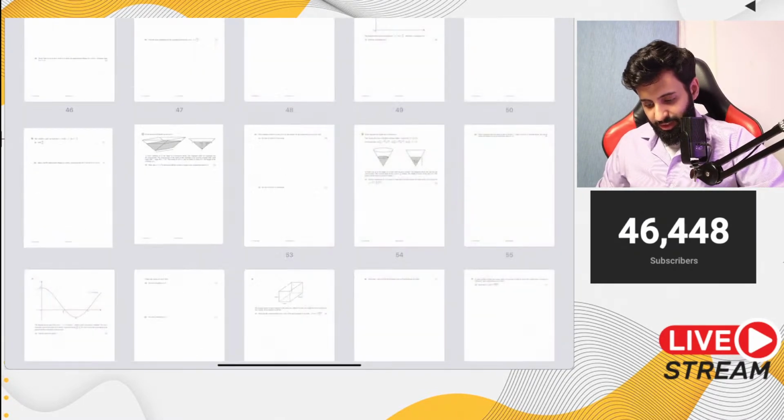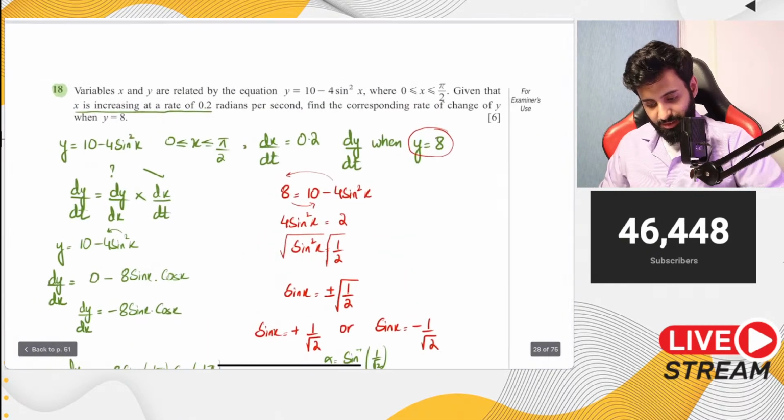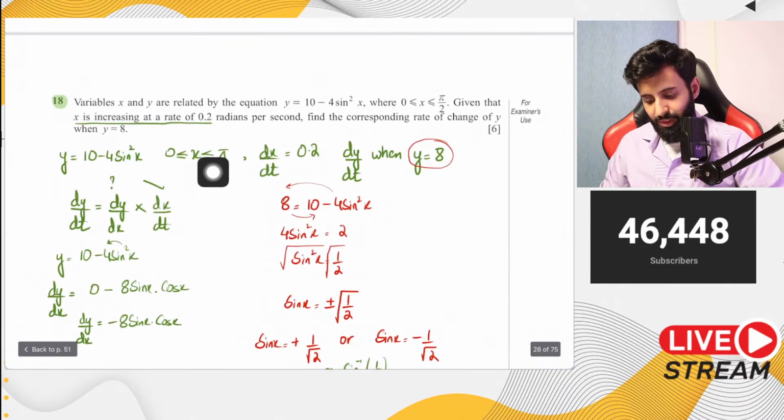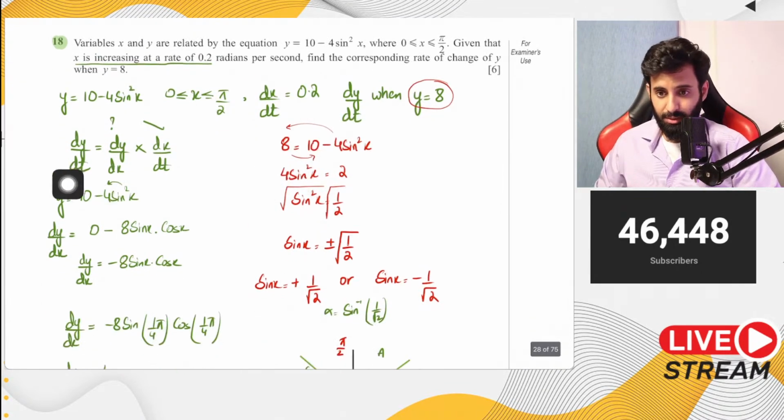Okay, I'm not going to explain it in detail, but I'll give you a quick recap. So basically, you have the equation that's connecting x and y. You're given dx/dt, which is 0.2. You need to find dy/dt when y is 8. So first things first, you set up a chain rule.